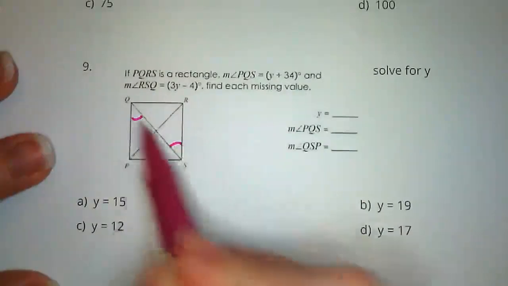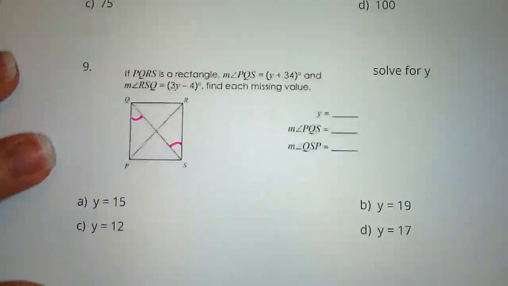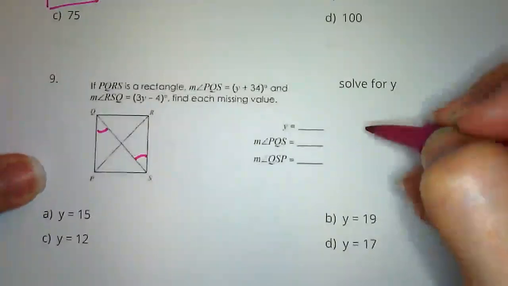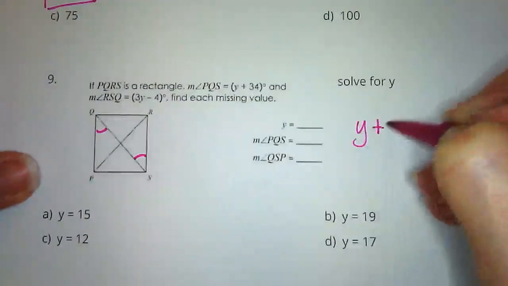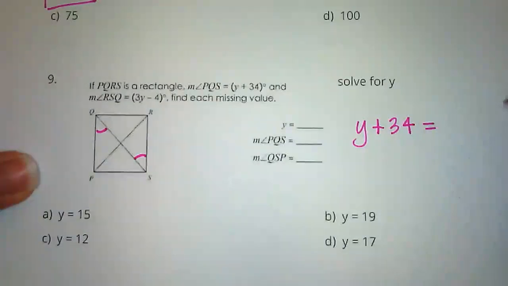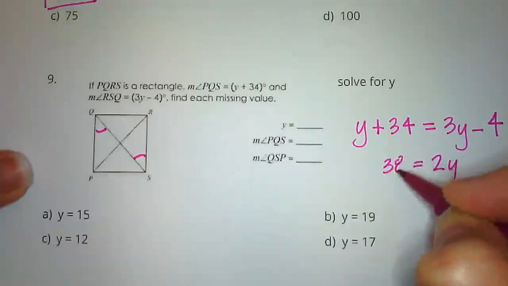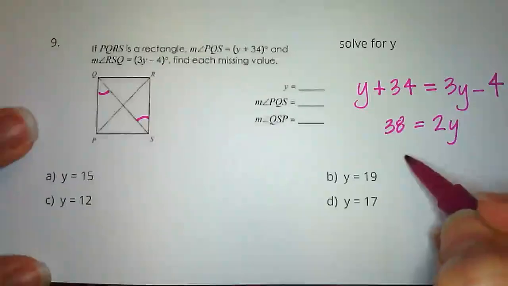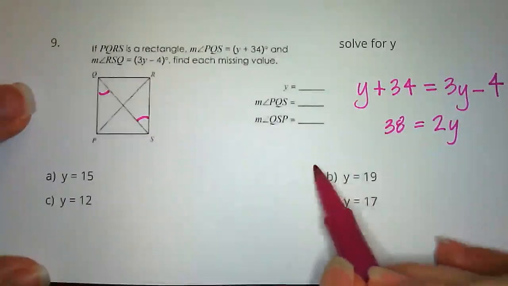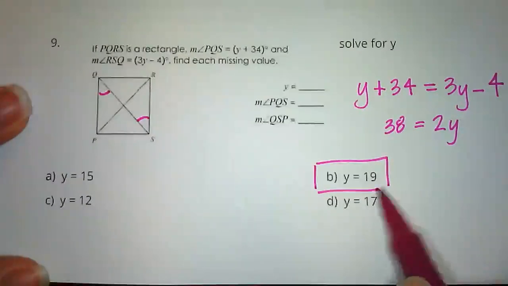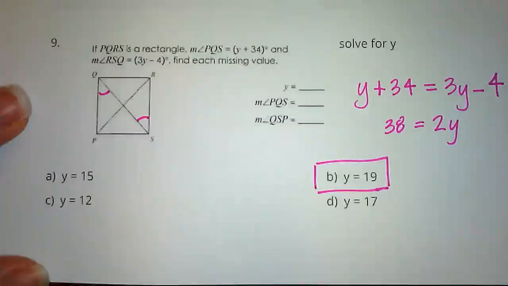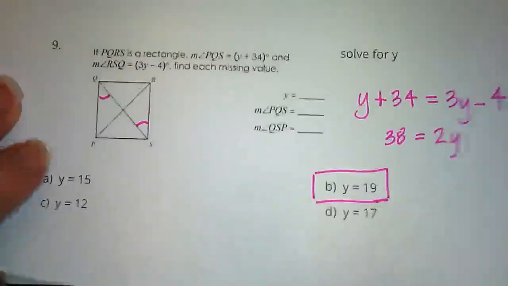Well, we know that those two are congruent because they're alternate interior angles. So that would mean that y plus 34 is going to equal 3y minus 4. So that says 2y equals 38. So that tells us that y is 19. All right, next one.